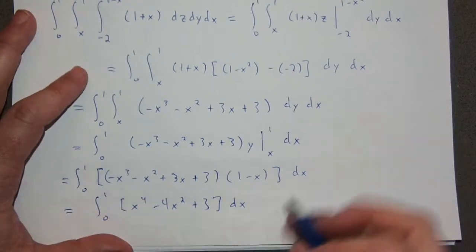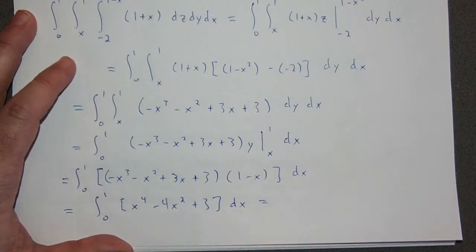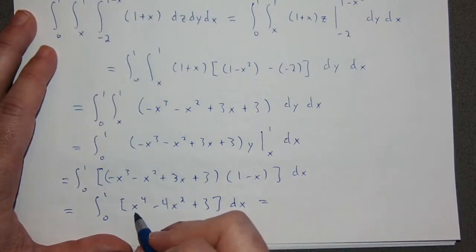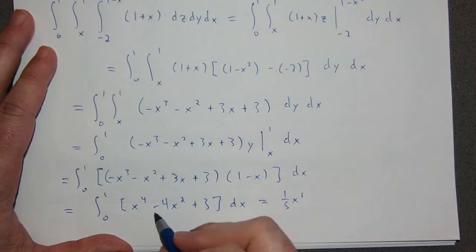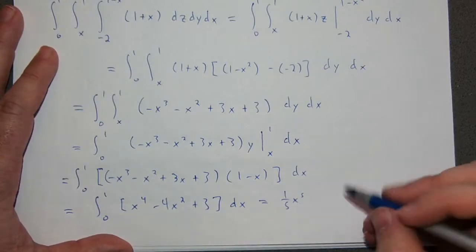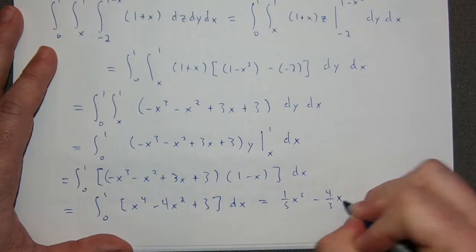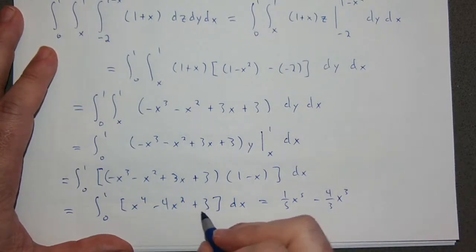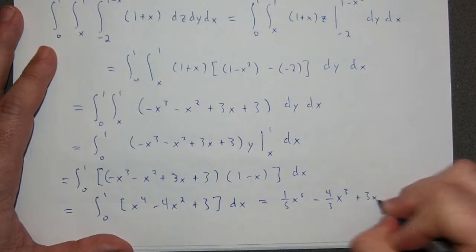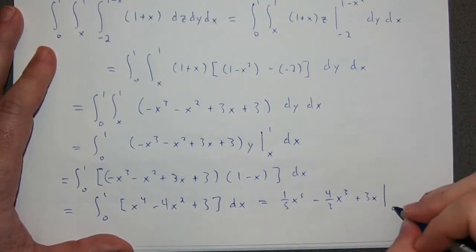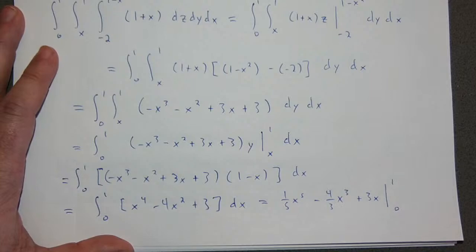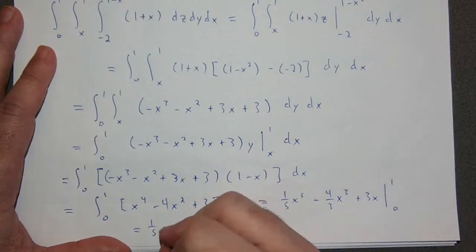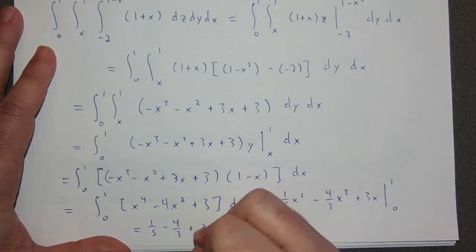Almost done here. So now I do this integral with respect to x. I could just do this term by term here. So what's the integral of x to the 4th with respect to x? This is just 1/5 x to the 5th. What's the integral of minus 4x squared with respect to x? This is minus 4/3 x cubed. And the integral of 3 dx is, of course, 3x. And I'm doing this evaluation from 0 to 1. Plugging in 0 here, there's an x in every term, so I get 0 there. So then plugging in 1, what do I get? I just get 1/5 minus 4/3 plus 3.